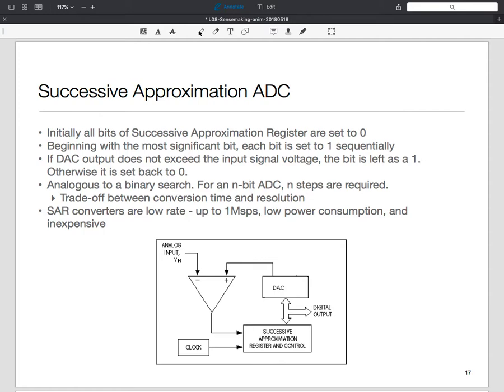This, as you imagine, can be a lot cheaper, and therefore a lot of the implementations are done in this particular manner. You could do it cheaply. The only disadvantage is that since I'm now spending multiple iterations, I'm estimating a bit at a time. So this is n times slower, right? Because I have to do n approximations. So there's a trade-off between conversion time and resolution. This one obviously takes more time.